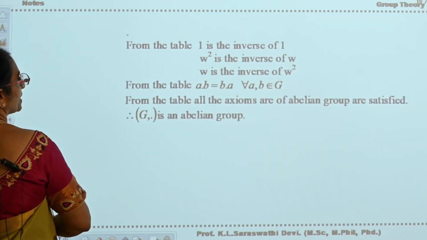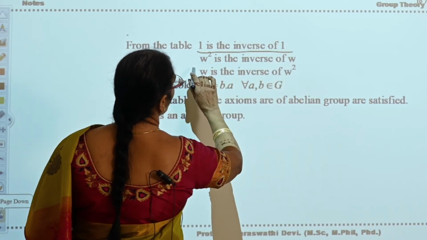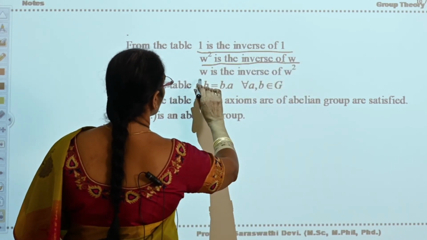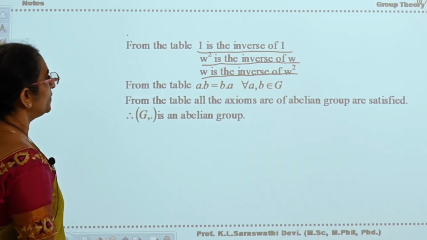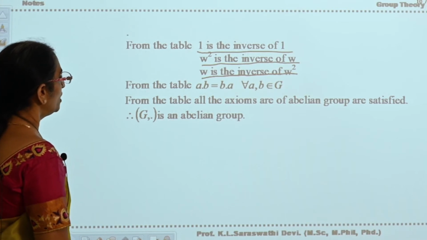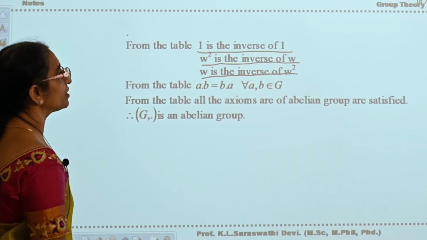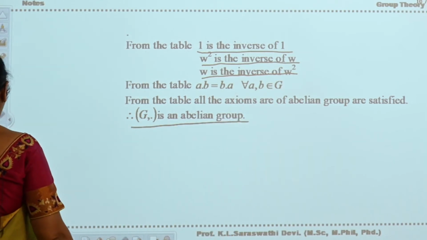Okay, now we will see the same one. From the table, 1 is the inverse of 1, omega square is the inverse of omega, omega is the inverse of omega square. Similarly, from the table, a dot b is equal to b dot a for every a, b belongs to G. From the table, all the axioms of an abelian group are satisfied. Therefore, (G, dot) is an abelian group.